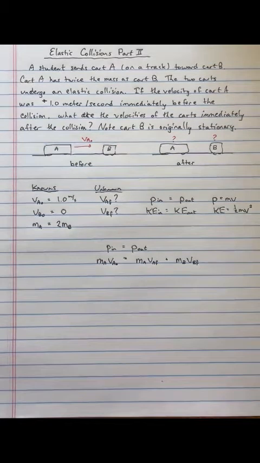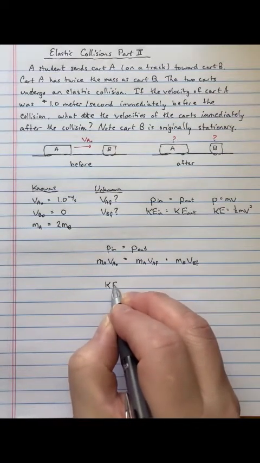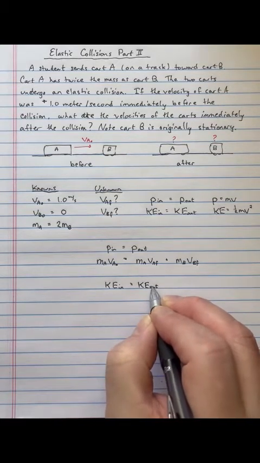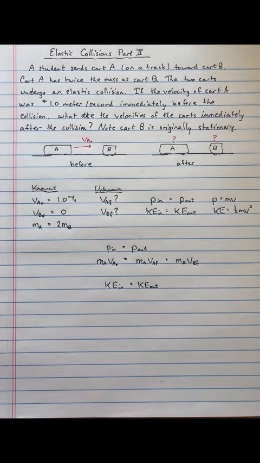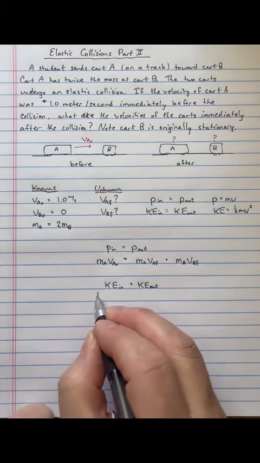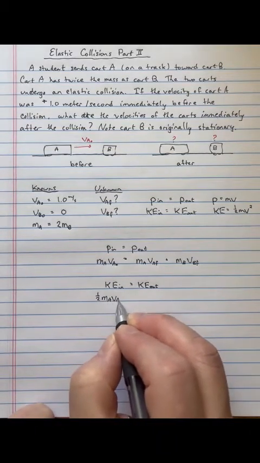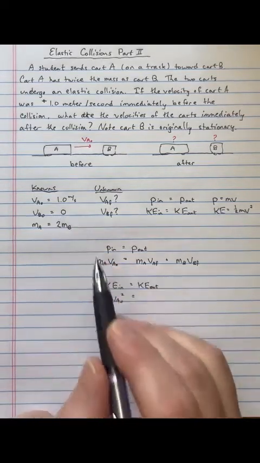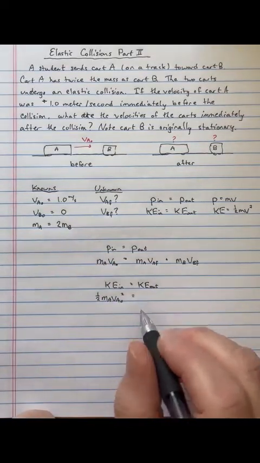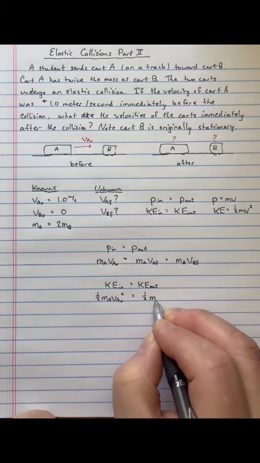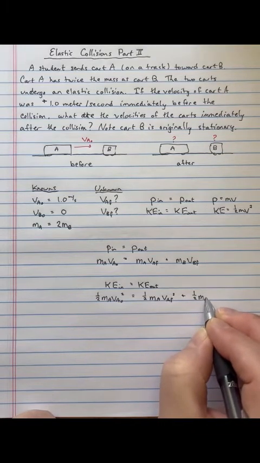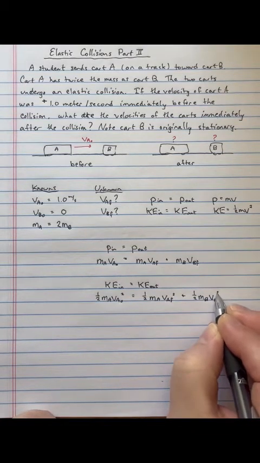So let's get our second equation, the kinetic energy conservation. Kinetic energy in equals kinetic energy out, again for the system, or for both objects together. In this case, 1/2 mA VAO squared for the kinetic energy of the incoming cart A. Remember, cart B has no incoming speed, therefore no incoming kinetic energy. After the collision, it's 1/2 mA VAF squared and 1/2 mB VBF squared, like that.